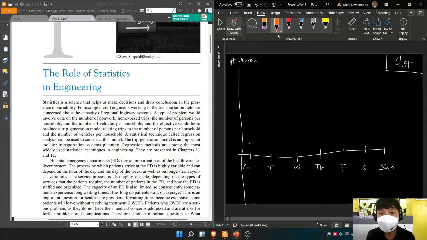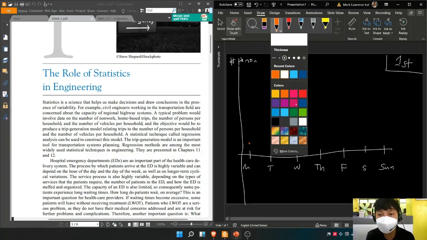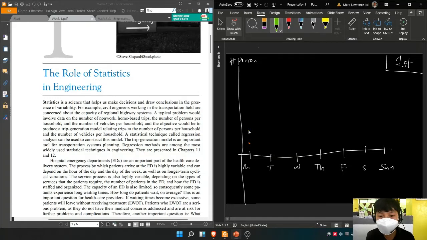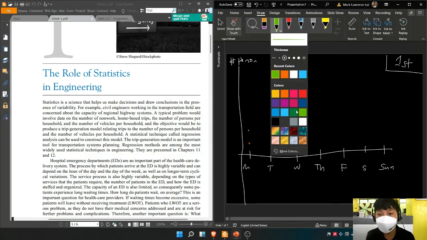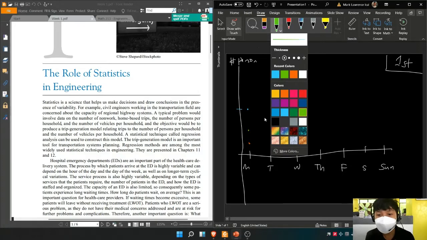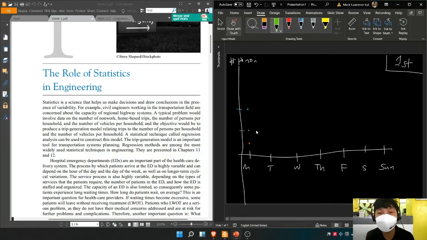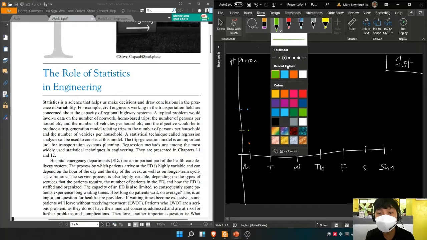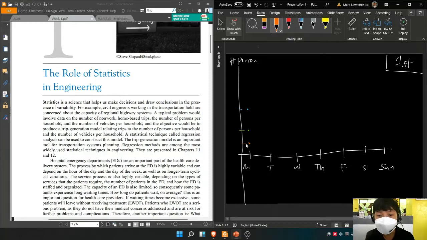Okay, and then you're going to use, let's say, green for car, then light blue for motorcycle. So we're trying to say here that there are many people who are using motorcycle, then the number of people who are using car, and then there are few people who are using bicycle. Okay, so this is the number of persons.